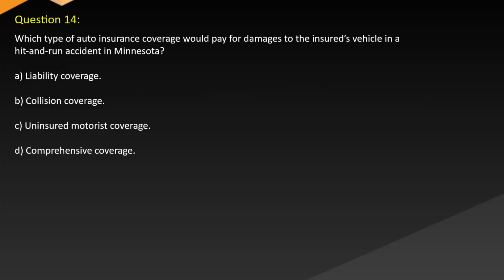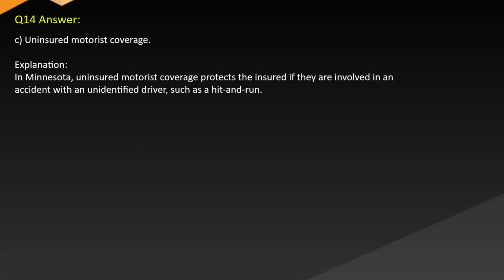policy lapses. Question 14. Which type of auto insurance coverage would pay for damages to the insured's vehicle in a hit-and-run accident in Minnesota? A. Liability coverage. B. Collision coverage. C. Uninsured motorist coverage. D. Comprehensive coverage. Answer: C. Uninsured motorist coverage. Explanation: in Minnesota, uninsured motorist coverage protects the insured if they are involved in an accident with an unidentified driver, such as a hit and run.